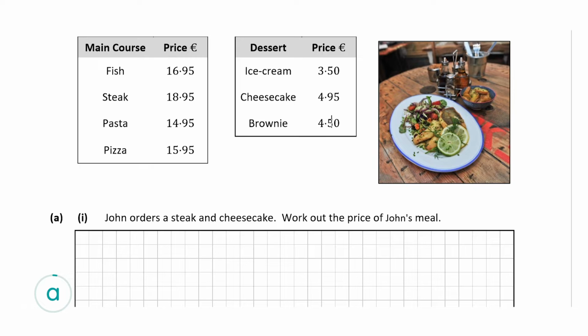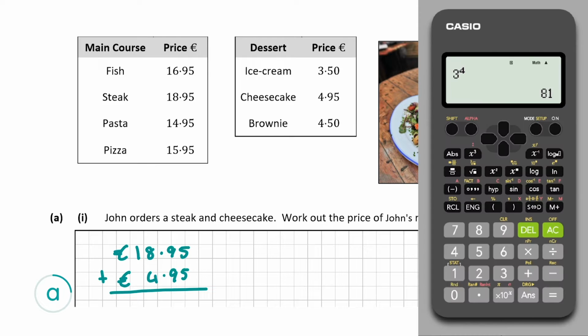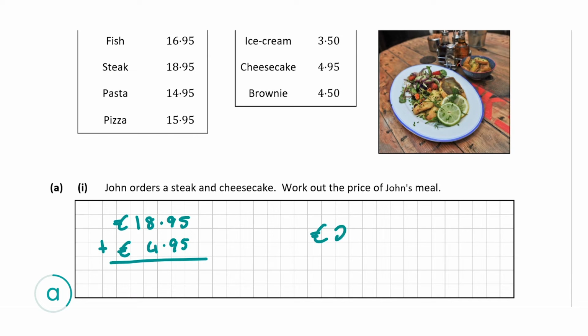So question A, part 1, tells us that John orders a steak and a cheesecake, and we're asked to work out the price of John's meal. So first of all, the steak is €18.95, and we're going to add that to the price of a cheesecake, and cheesecake is €4.95. So I'm going to use my calculator to add these two together. So we have €18.95 plus €4.95, and that gives us €23.90. So that's A part 1.